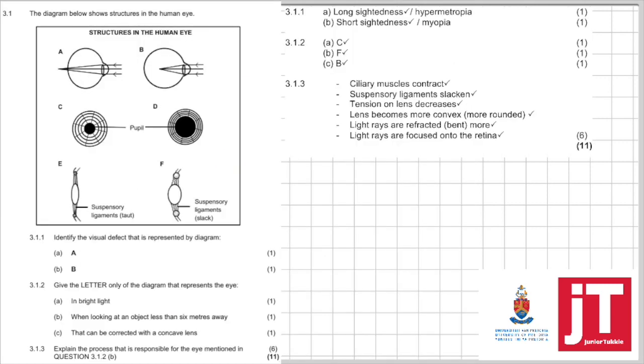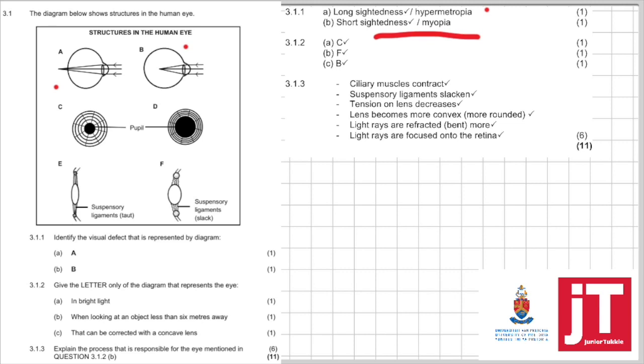3.1. The diagram below shows structures in the human eye. 3.1.1. Identify the visual defect that is represented by A. Now, with A, can you see the image is falling behind the retina? So that can be long-sightedness or hypermetropia. Identify the visual defect that is represented by part B. There you can see the image falls in front of the retina, and so that could be short-sightedness or myopia.